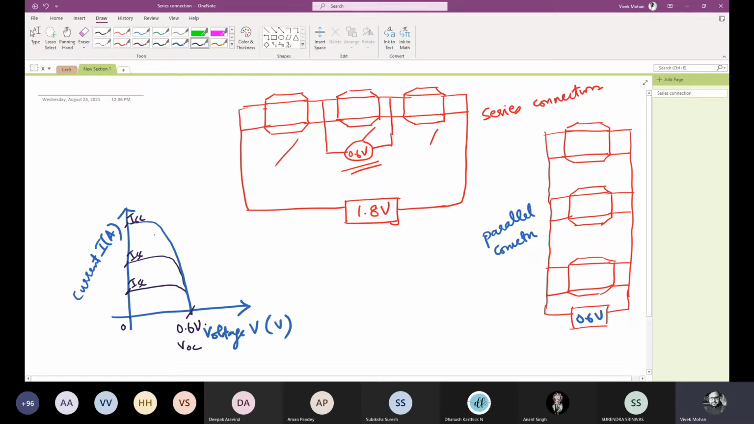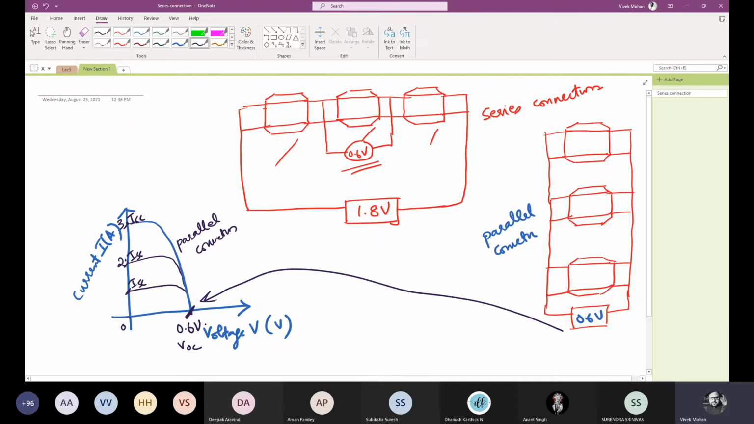Now suppose I am connecting three cells in parallel. This is for parallel connection. For one cell, if the ISC is this much, then with two in parallel this will become 2 into ISC. If three are in parallel, this will become 3 into ISC. But the voltage is still the same, this 0.6 itself.